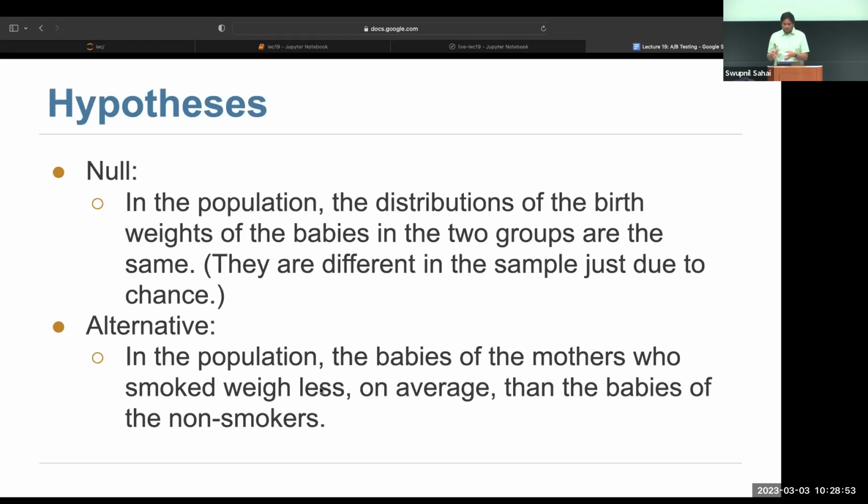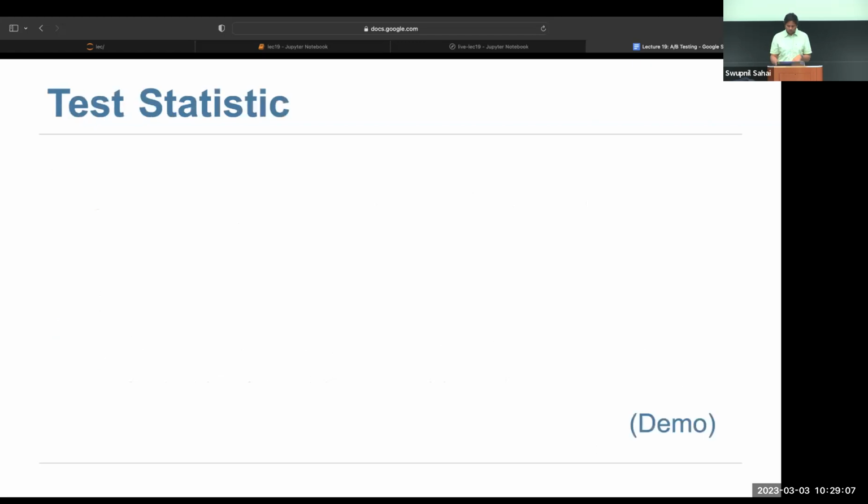So you could do non-smokers minus smokers. You could do smokers minus non-smokers. It's really up to you. You just need to recognize whether it's high values or low values. That's the most important thing, and that will then weigh in when you're calculating that p-value, so you know which direction to look.